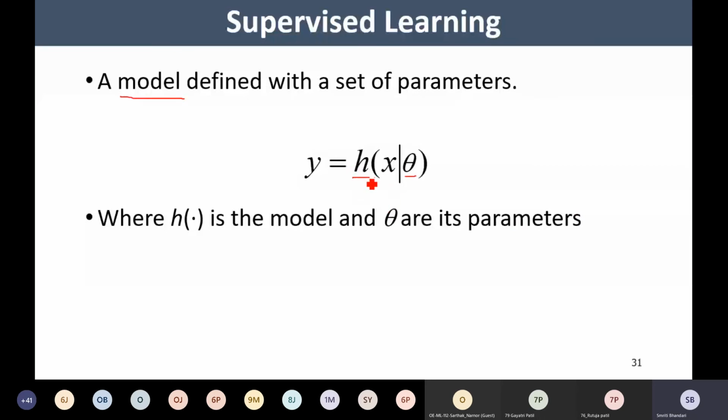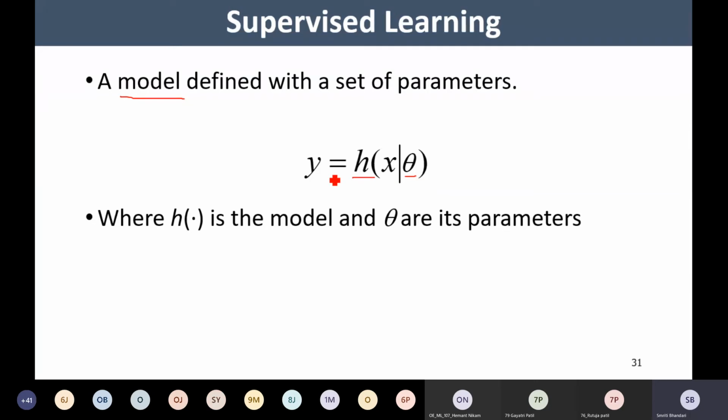So this function h is a function of... Hello? Am I audible? Yes, ma'am. Okay. So we are describing our supervised learning algorithm in the form of a mathematical model now. So model y is equal to h of x given theta. So h is the model, or the output y is described in terms of a function of my input x and the parameters theta. So y is equal to h of x.